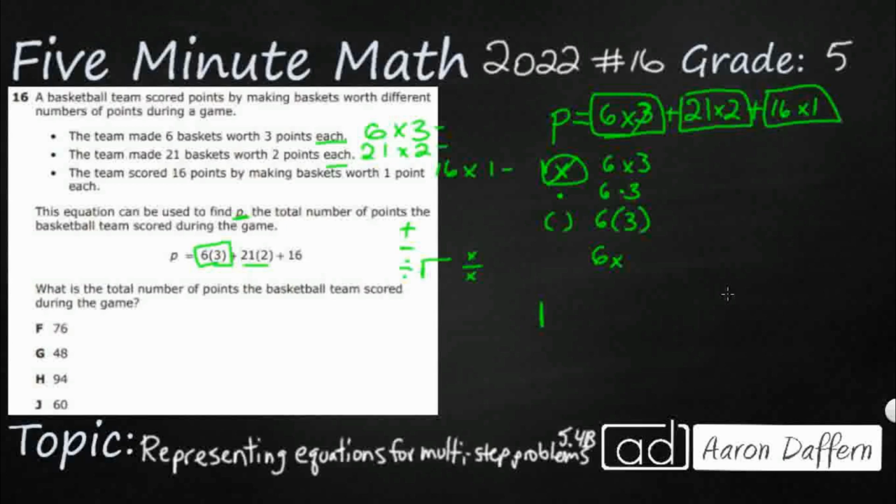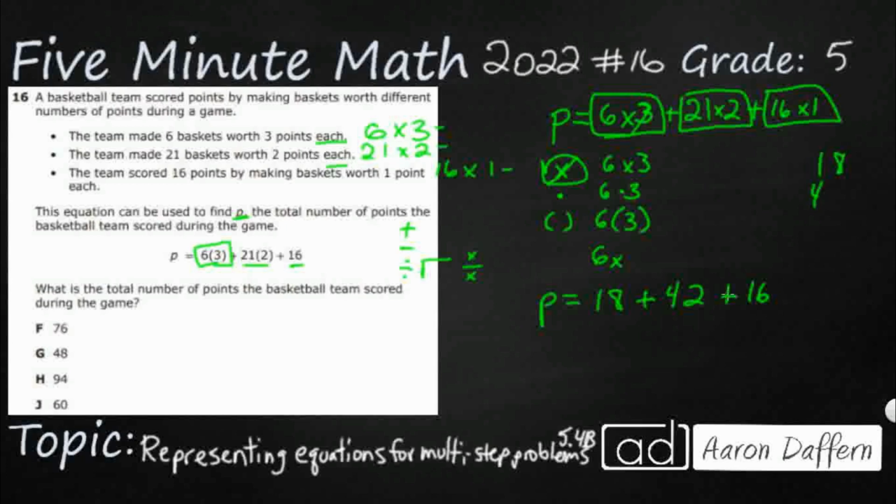So let's do that. So P equals 6 times 3 is 18. 21 times 2, I'm going to double that to 42. And 16 times 1 is 16. So that's why they just went ahead and, instead of giving you 16 times 1, they just did 16. So that's really what we're doing. We're just going to add these 3. All right, so let's add them up.